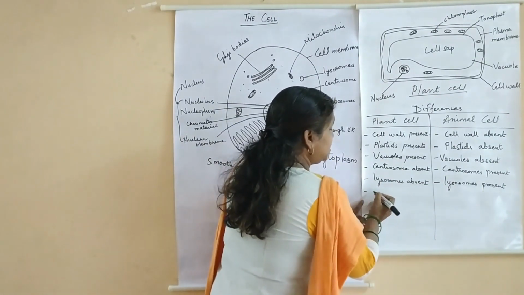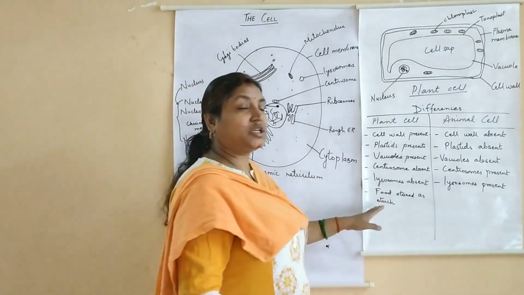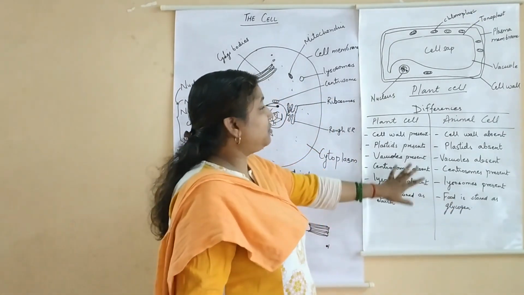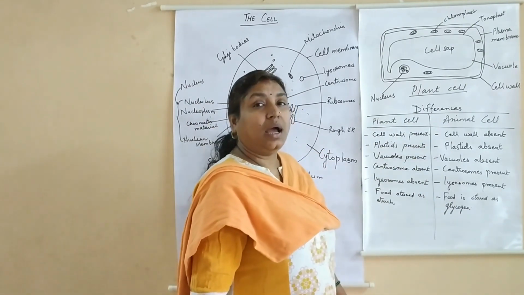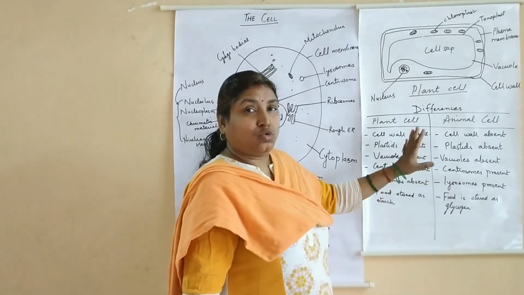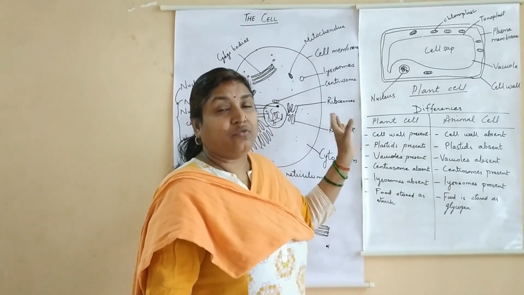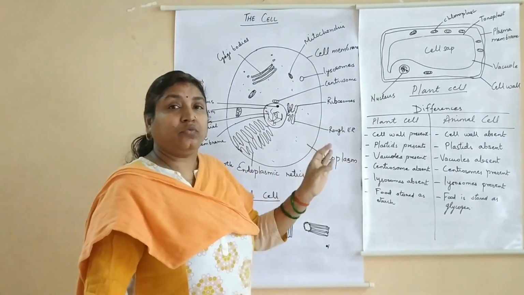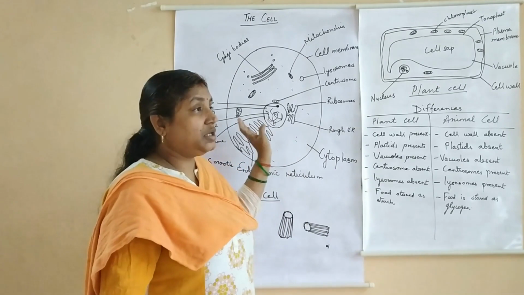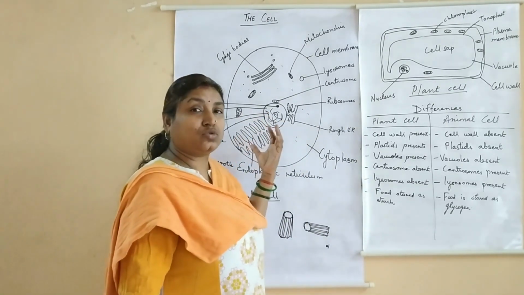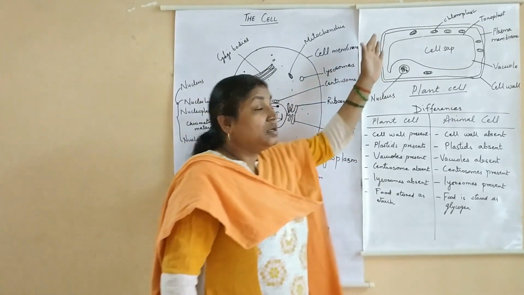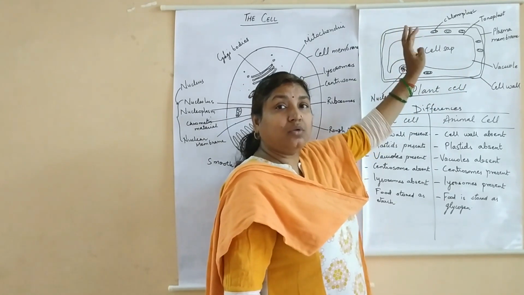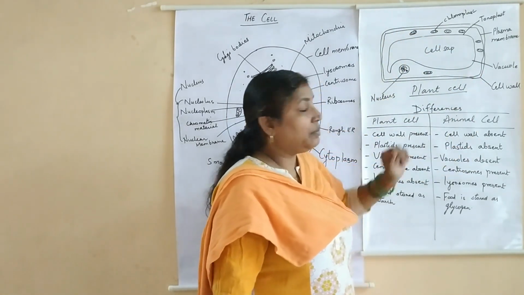And the last difference is, in plant cell, food is stored as starch, whereas in animal cell, food is stored as glycogen. So these are the major differences between plant cell and animal cell. Most of the structures are common to both. We have mitochondria, endoplasmic reticulum, nucleus, and ribosomes present in both cells. Centrosome and lysosomes are present in animal cell, and cell wall, vacuoles and plastids are present in plant cell.